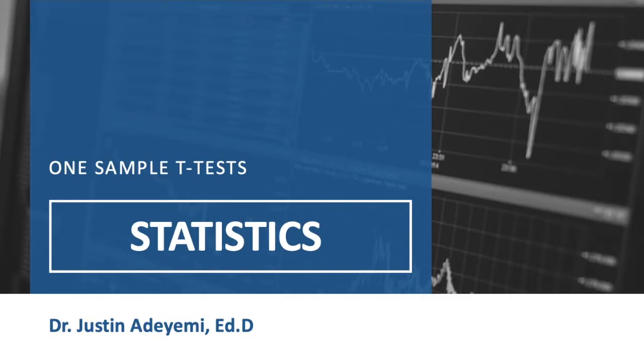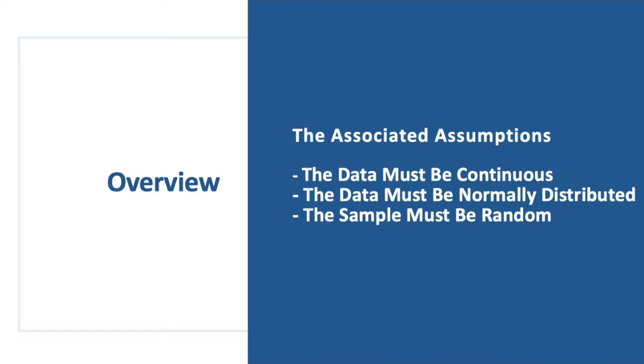The first type of statistical test that we'll have an opportunity to explore is called the one sample t-test. As we investigate this type of statistic, we need to keep three assumptions in mind. The first is that the data must be continuous. In other words, there must be some kind of numerical value associated with our data. Secondly, the data must be normally distributed.